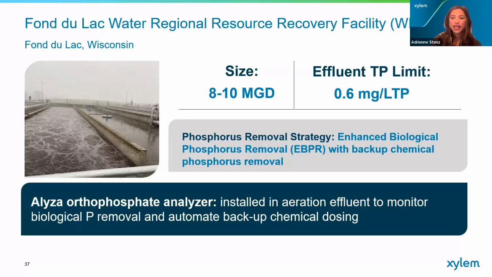The ELISA orthophosphate analyzer is installed at the aeration effluent to monitor biological performance and automate backup chemical dosing when necessary.